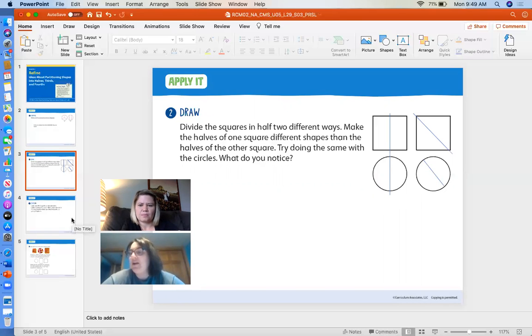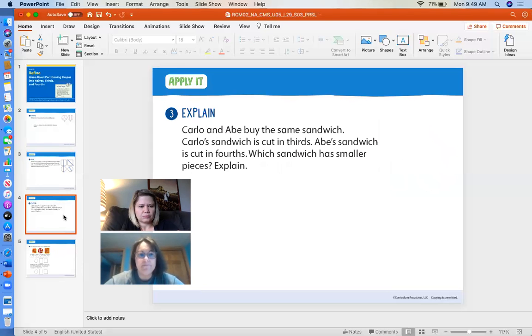They're still the same shape, right? The squares, they're different shapes because we see that 2 of them are rectangles and then 2 of them are triangles. But then in the circle, no matter which way we cut it, there's still going to be a half circle or a semicircle, right? Half of it. Yep.